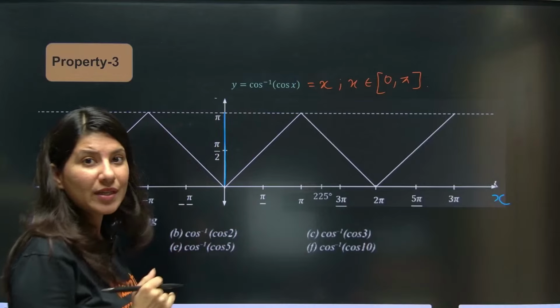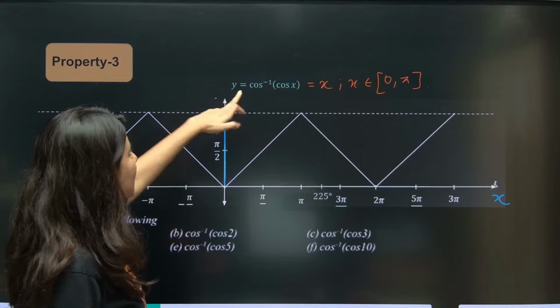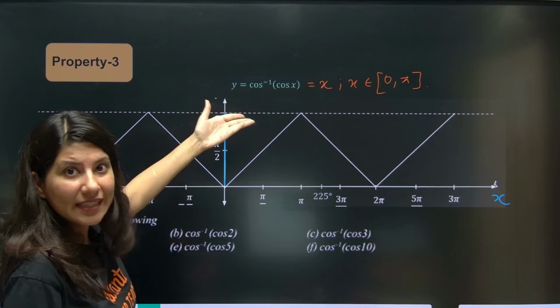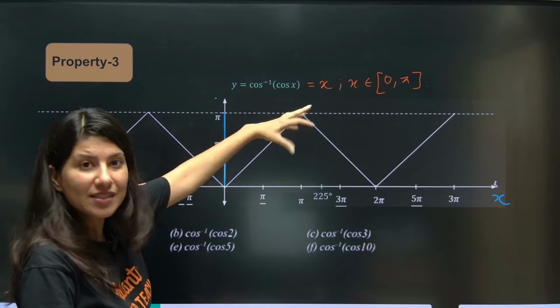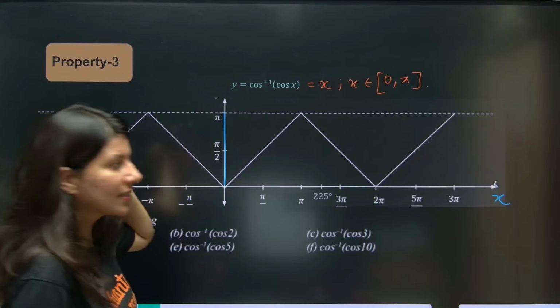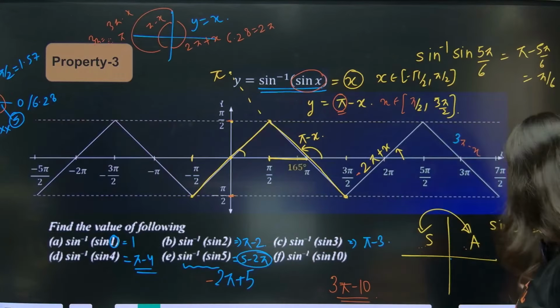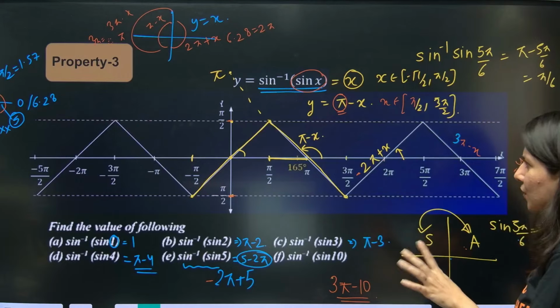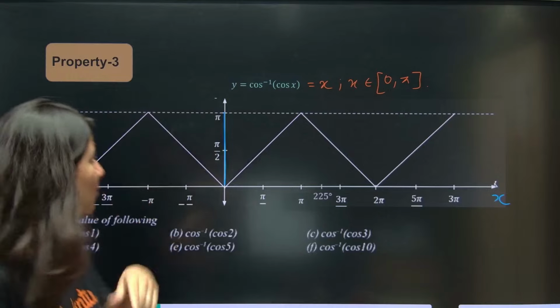In sine inverse, what we did was minus pi by 2 to plus pi by 2. So now, obviously, your graph will be completely above the x-axis. Why? Because y is equal to cos inverse something, so the output will be 0 to pi. That is why it is completely above the x-axis. Whereas in sine inverse x, this is a zigzag graph. Although you will remember this graph because it is similar to sine x, this graph is slightly different. We need to understand this.